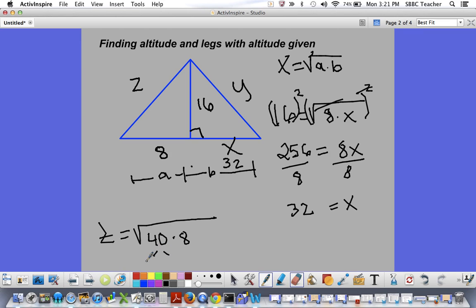40 breaks down to 4 times 10. 8 breaks down into 4 times 2. 10 breaks down further into 5 times 2. But we see that 4 occurred twice, so a 4 comes out of the radical. 10 breaks down to 5 and 2. I'm going to write it over here. So look, 2 occurred twice, so 2 comes out of the radical, and 5 stays inside. So you're left with 8 radical 5.